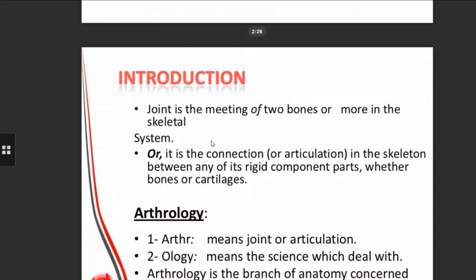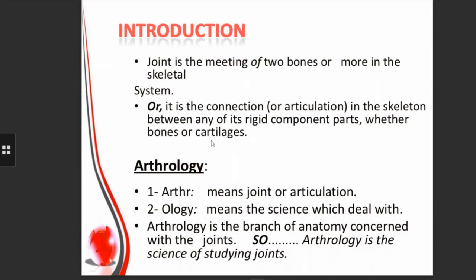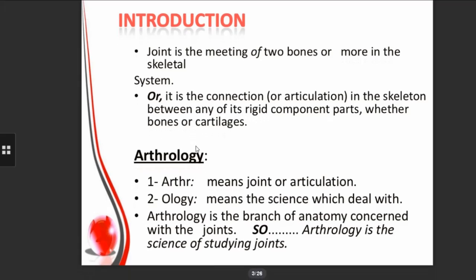So, joint. What is a joint? Means how you will define what is a joint. A joint is basically when two bones meet, then this meeting is called the joint, or it is the connection or articulation in the skeleton between any of its rigid component parts, whether bones or cartilage. So if you define it in an easy way, then you can say it is a meeting of two bones, or in some cases there are more than two bones. We will call this a joint.